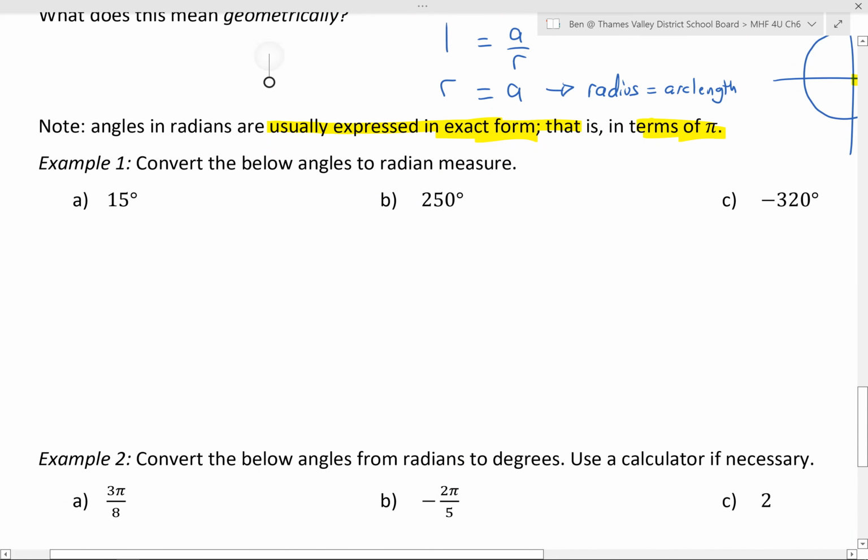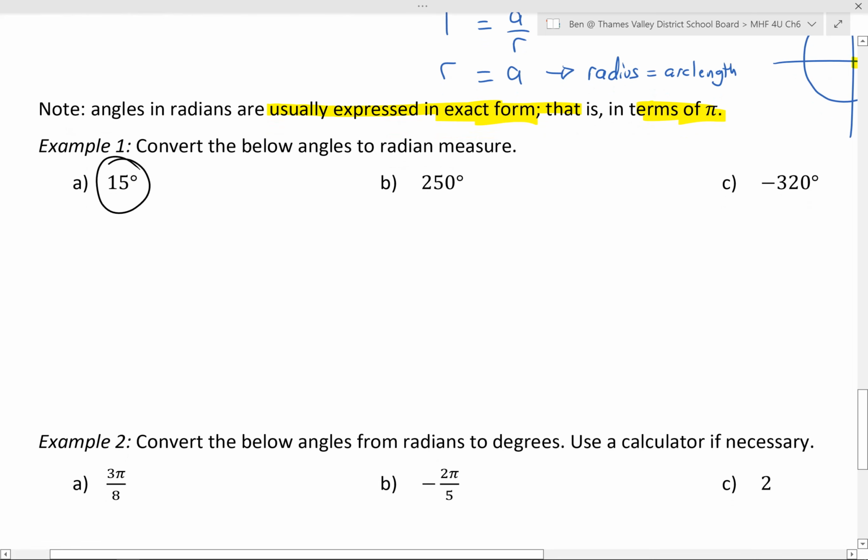Now, we have these angles in degrees. We want to convert them into radians. All right, when we're doing so, we are giving our answers in exact form. Okay, so if we're working with 15 degrees, we know that we want to convert this to radians.